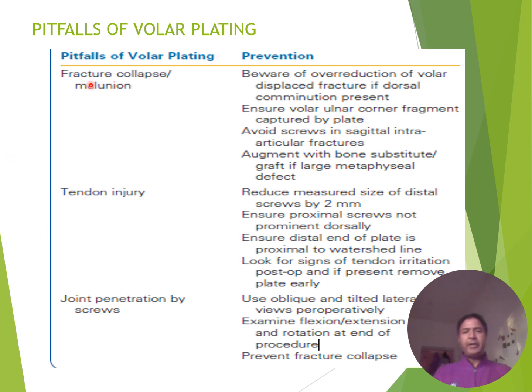Pitfalls of volar plating. Fracture collapse, malunion. Prevention: beware of over-reduction of a volar displaced fracture if dorsal comminution is present. Ensure the volar ulnar corner fragment is captured by the plate. Avoid screws in a sagittal intra-articular fracture. Augment with bone substitute graft for a large metaphyseal defect.